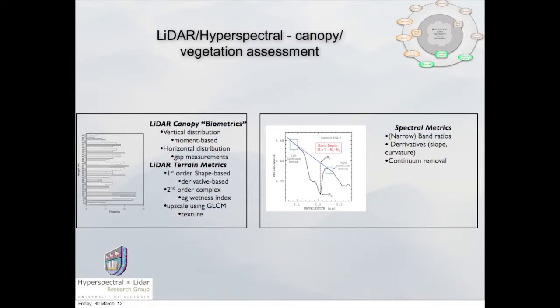Right? So just to summarize, we have LiDAR canopy biometrics. We have vertical distribution, which are moment-based. We use statistical moments, if you will, to characterize the vertical distribution. We've gone to L moments. There are different methods for describing statistical moments, and we use L moments. They're quantile-based, actually quartile-based, as opposed to percentile-based. Why this is good is because we avoid outliers, so our models are much more consistent, and as such, we get better statistical models with these.